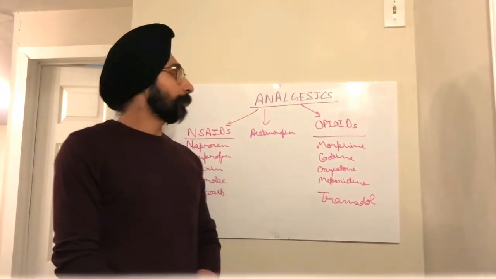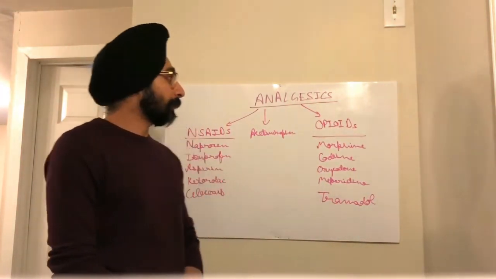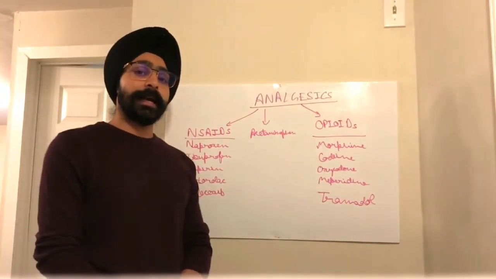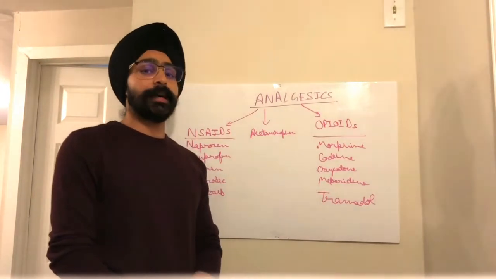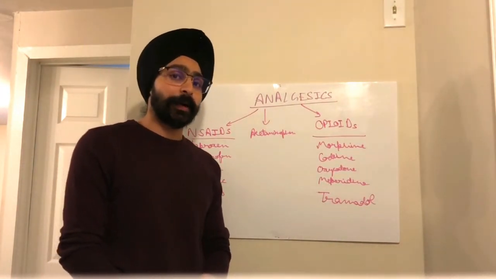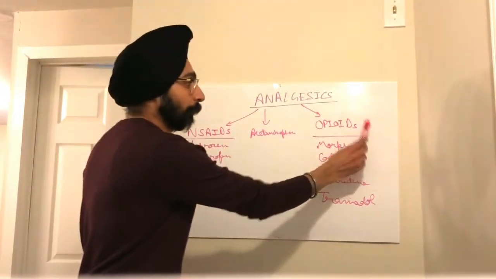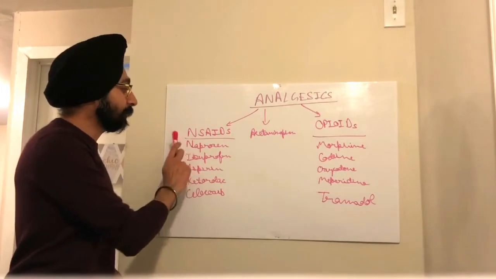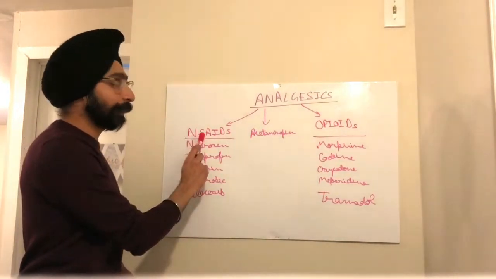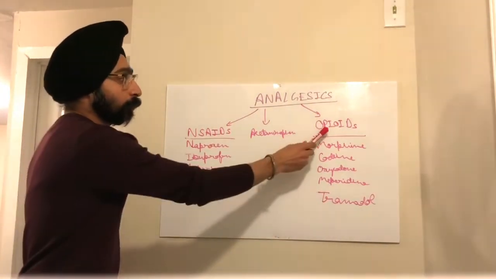So now today we are here with analgesics. Today we will start studying about analgesics. As you might be knowing, analgesics are the drugs that help to alleviate the pain. These are basically divided into two major groups, NSAIDs and opioids. NSAIDs means non-steroidal anti-inflammatory drugs and the other group is opioids.